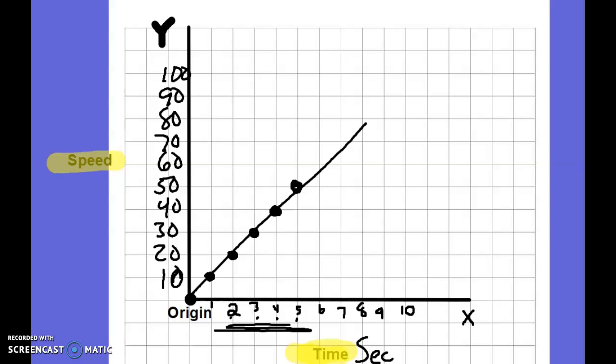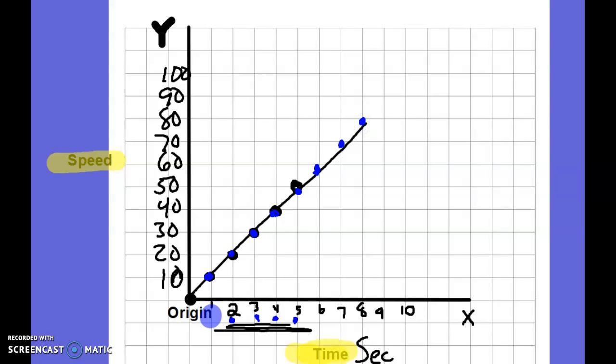when I checked my speed at 1 second, I'm glad I did that. Before I did that, I realized that this object was going 10 miles an hour. When I checked it at 2 seconds, it was going 20. At 3 seconds, it's going 30. At 4 seconds, it's going 40. At 5 seconds, it's going 50. 6 looks like it's going to be 60, and then 70, and then so forth.